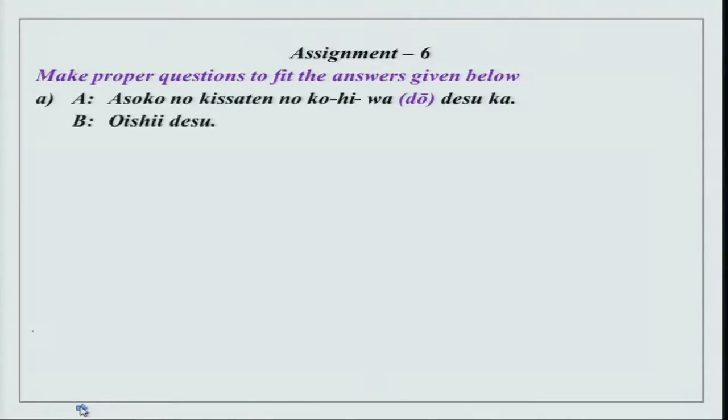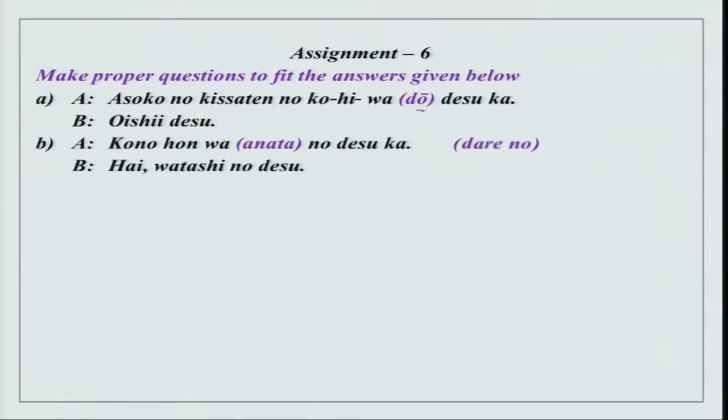read the conversation A and B, read this conversation, and then after reading the answer, understanding the answer, you have to make the question over here. So, well, あそこの喫茶店のコーヒーはどうですか?おいしいです。If it was おいしい over here, then the answer would have been はい、おいしいです。この本はあなたのですか?はい、私のです。この本は誰のですか?はい、will not be there.